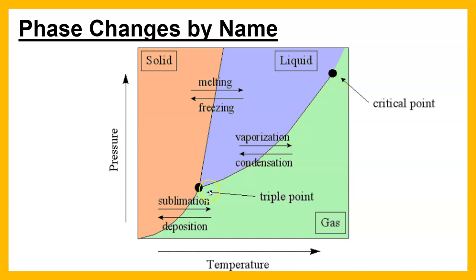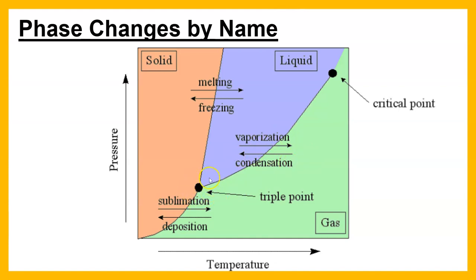The boundaries between these colored regions here are where the phase changes happen. If you have very low pressure and low temperature, you can get something to go from a solid straight to a gas or vice versa. Sublimation, deposition. Solid to liquid, melting and freezing. Vaporization and condensation.